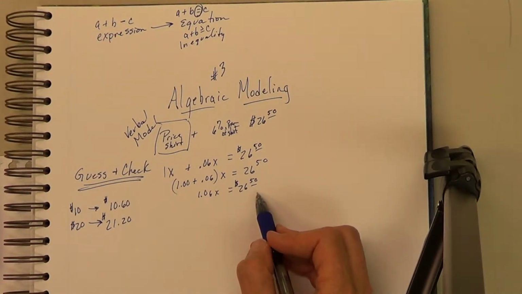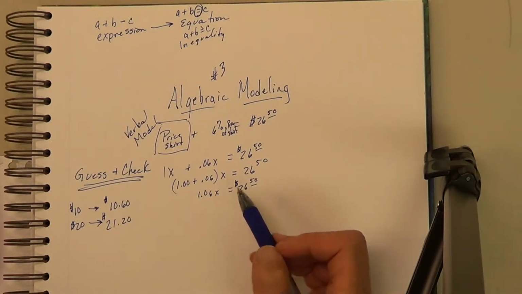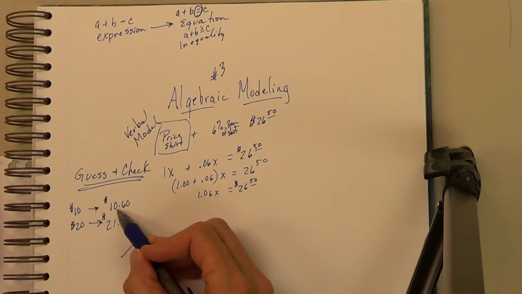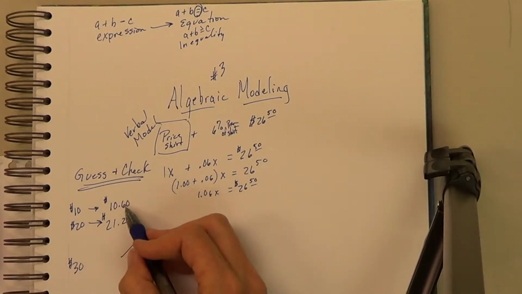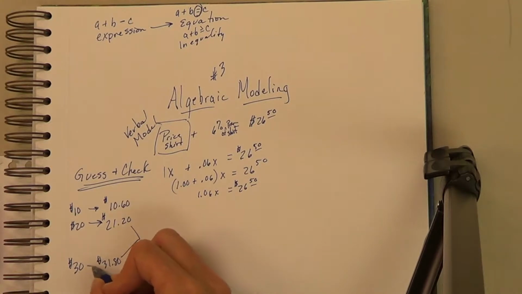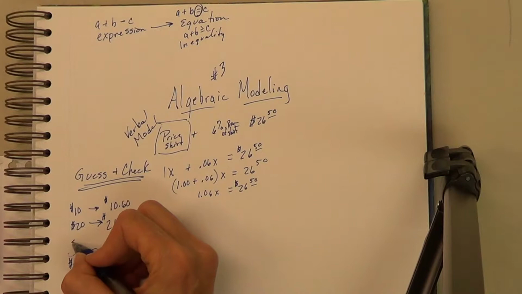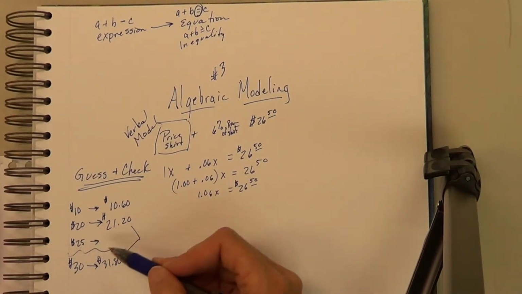So I want to go to a nice easy number. Going to 30, I know would make it $30, which would be too much. And the way I knew that it would be 30 is I took the $10, multiplied it by 3 to get 30, and I took the answer. That would be 31.80. That's too much. So I know it's below that. My next guess would be right in the middle so that I can know, okay, it's below 25 or above 25.